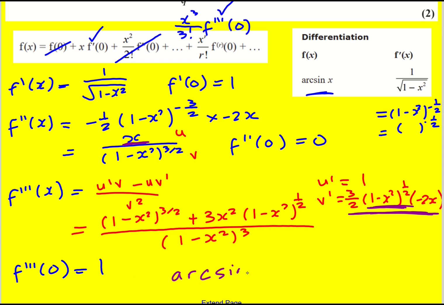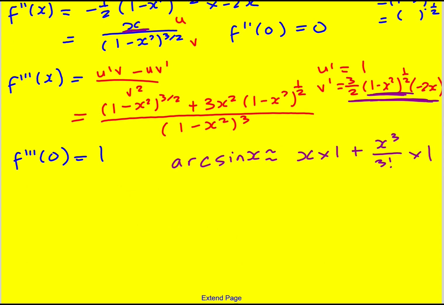So therefore, arc sine x is approximately, or you could just say it's equal to, remember there was no f dash 0, so it's going to be x, because it's x times f dash 0, and f dash 0 is 1. Maybe I'll write it in full. Plus x cubed over 3 factorial times f triple dash 0, which was 1. That is going to give x plus 1 over 6 x cubed.